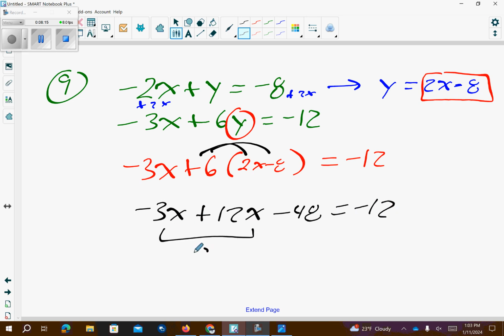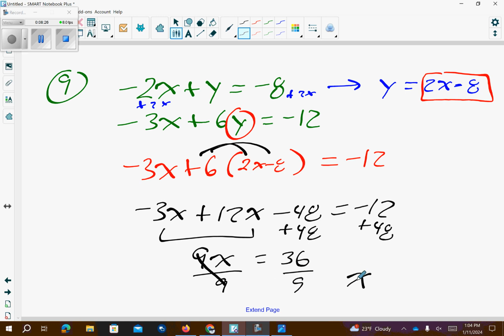Combine these like terms. That's 9x. Add 48 to both sides. So that's going to give me 36 divided by 9. So x is equal to 4. So that's my first answer.